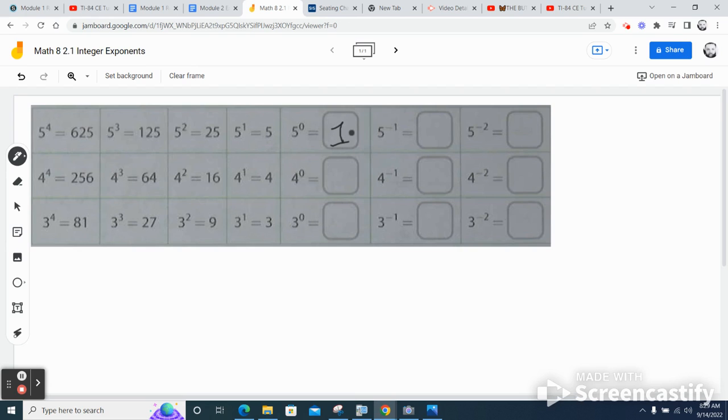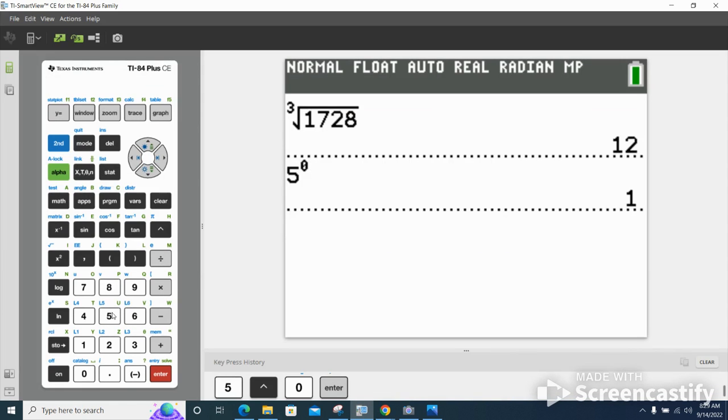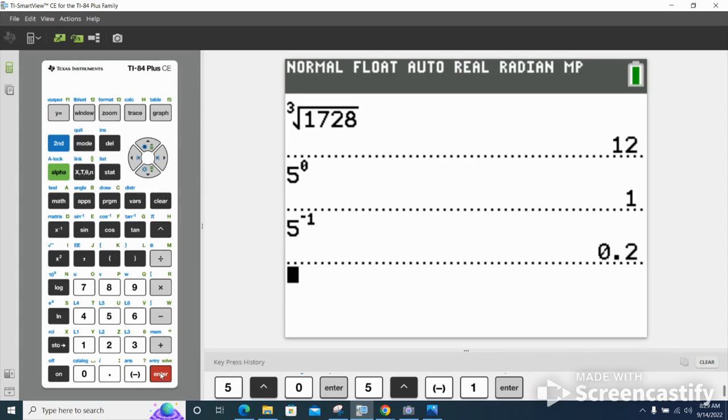What about 5 to the negative 1? Let's plug it in our calculator and see. So you're going to hit 5, caret symbol, negative 1. I got 0.2, but I'm going to change that to a fraction.